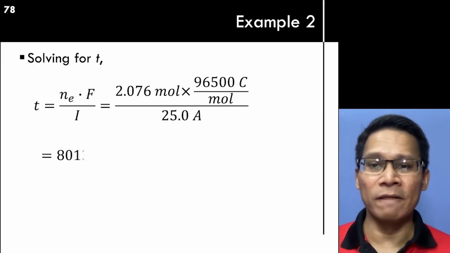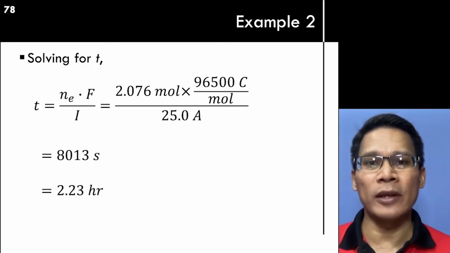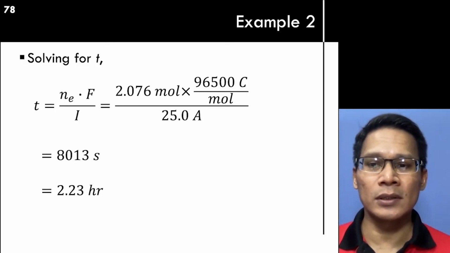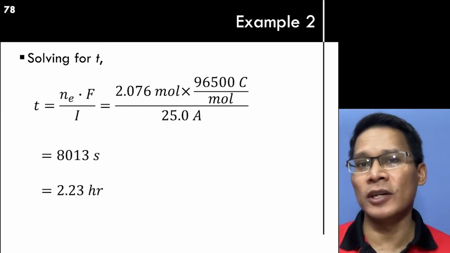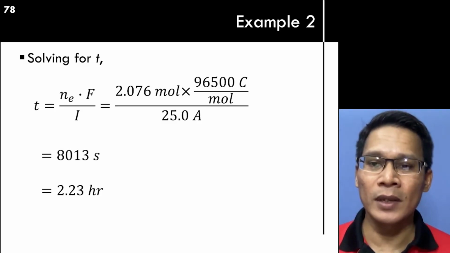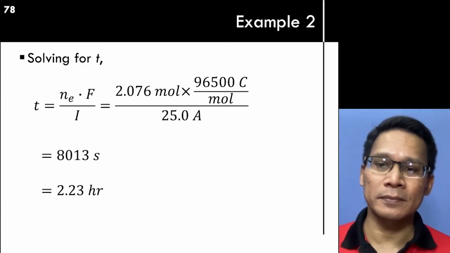We now have the final piece to the formula. Inserting all the values required, the duration of this electrolysis process is 2.23 hours. Note that this question specifically asks for the duration in hours. Otherwise, you could just leave the answer in seconds.